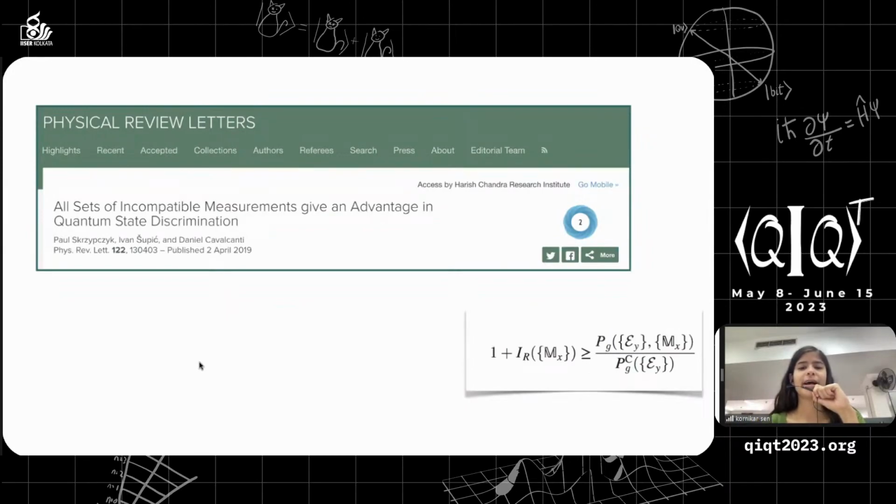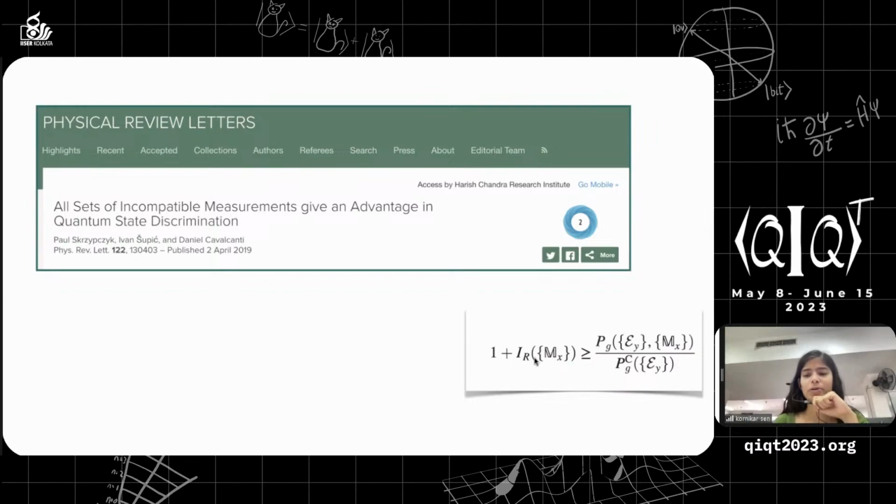Now, finally, we have focused on this result. Here, the authors have focused on this ratio, where this PG is the probability of guessing when the available set of measurements is M_x, and the information of the ensemble is known beforehand. And PGC is the probability of guessing optimized over all compatible sets of measurements, maximized over all compatible sets of measurements. In this paper, the authors have shown that this ratio is upper bounded by 1 plus the incompatibility of this set of measurements M_x. And they have also shown that corresponding to every measurement M, there exists some discrimination protocol for which this equality can be reached.